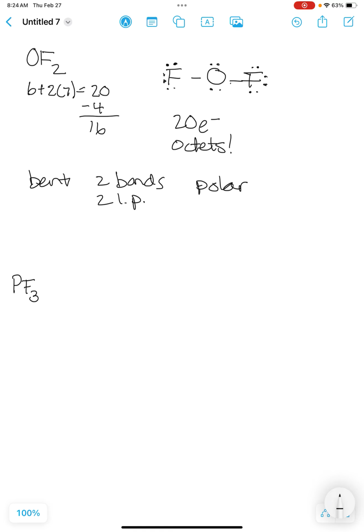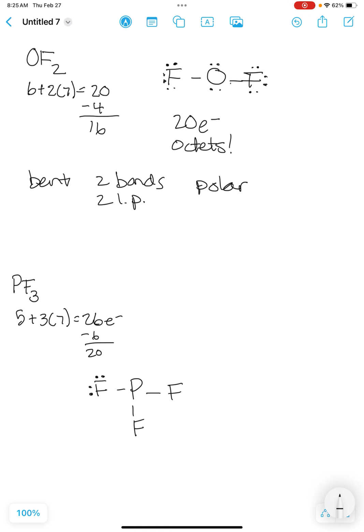The next structure is PF3. We're going to do the same thing by starting by calculating our valence electrons. Phosphorus is in group 5, and we have 3 fluorines, each in group 7. So this structure is going to have 26 electrons. I'm going to start by putting phosphorus in the middle and connecting my 3 fluorines. I've used 6 electrons in this structure, so I have 20 left that I need to place. I'm going to start on the outer atoms.